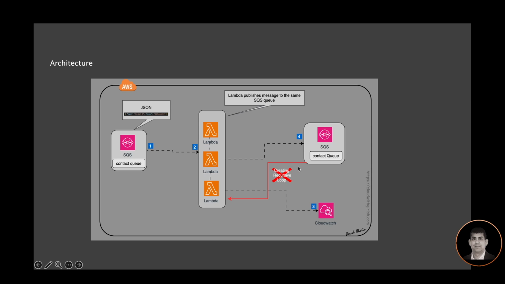And now this will create a recursive loop, because the publishing of a message in the contact queue is triggering the Lambda. Lambda is again putting the message back on the same contact queue, and then the contact queue is again invoking the Lambda. So it's a recursive loop scenario.